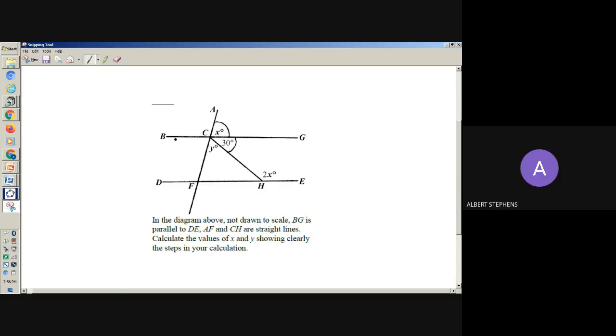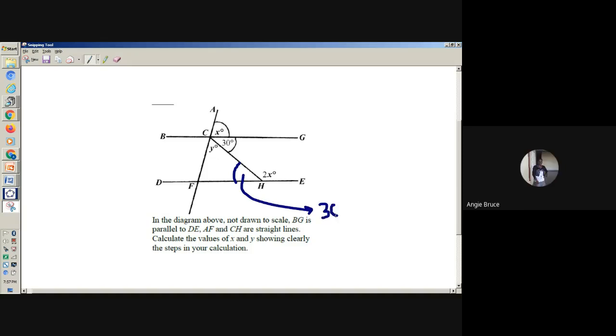How did you get that? Because angles in a triangle add up to 180, sir. So I work out the inside of the triangle first. Oh, so you're saying that this side is equal to 30.